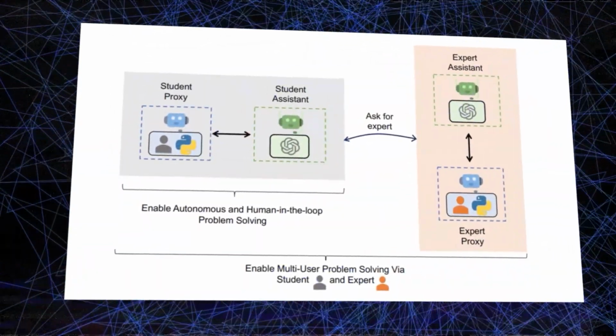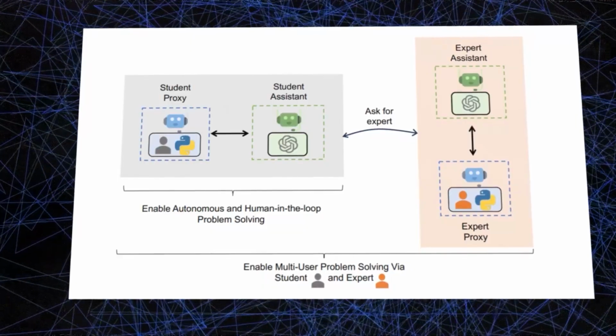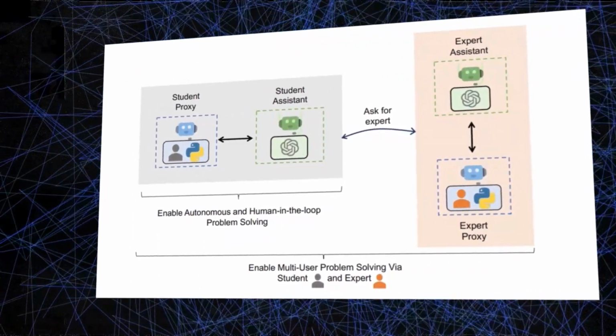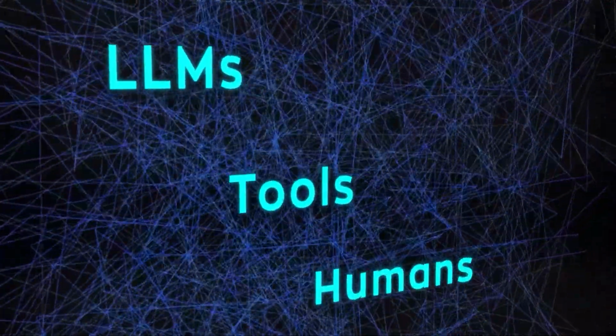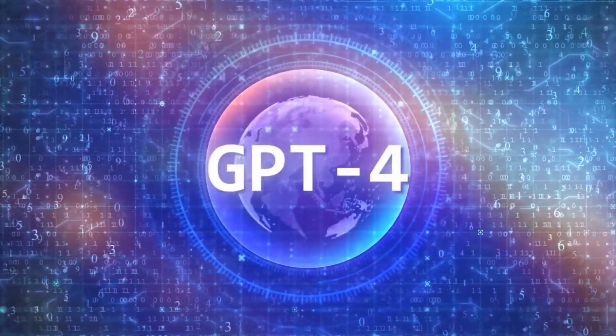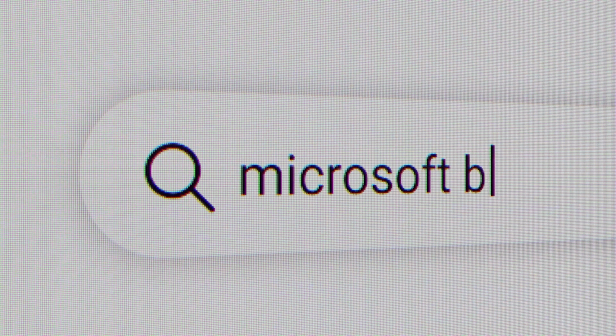AutoGen is great for several reasons. Firstly, it lets you create flexible agents that can do specific tasks. These agents can be based on LLMs, tools, humans, or even a combination of them. For instance, an agent might use GPT-4 for talking naturally. Another might use a tool like Bing for web searches. Or you could even have a mixed agent that does a bit of everything.